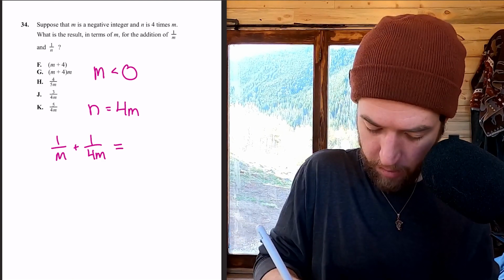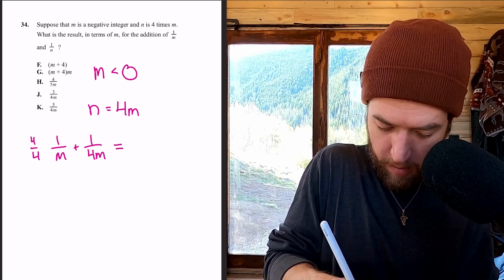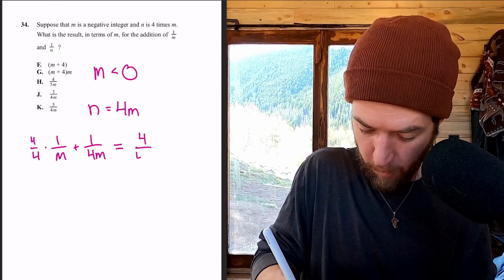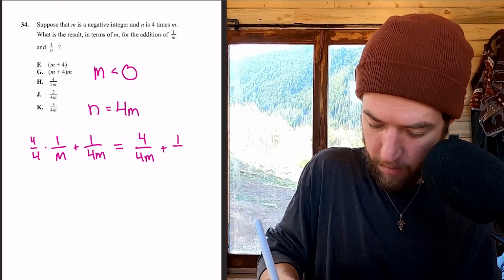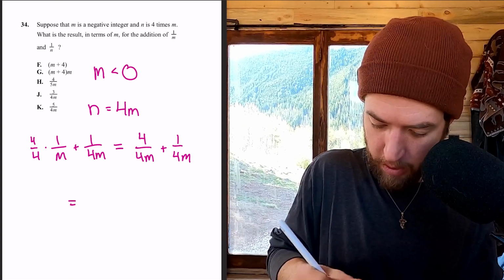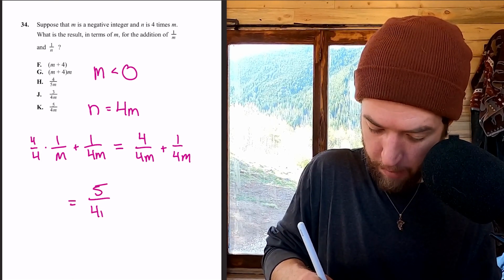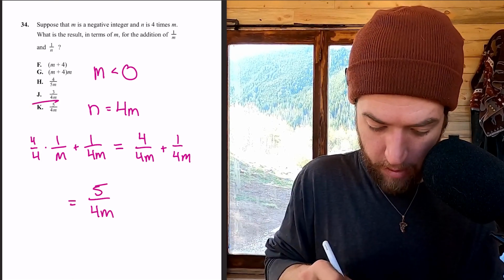Yeah, I mean, so just 4 by 4. So 4 over 4m plus 1 over 4m should be equal to 5 over 4m. I think that's it, 5 over 4m. There it is, answer K.